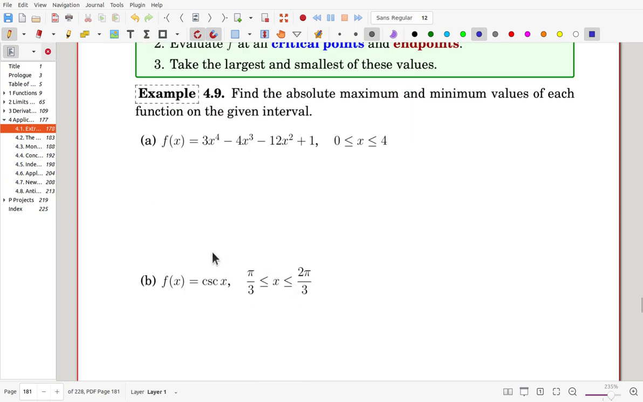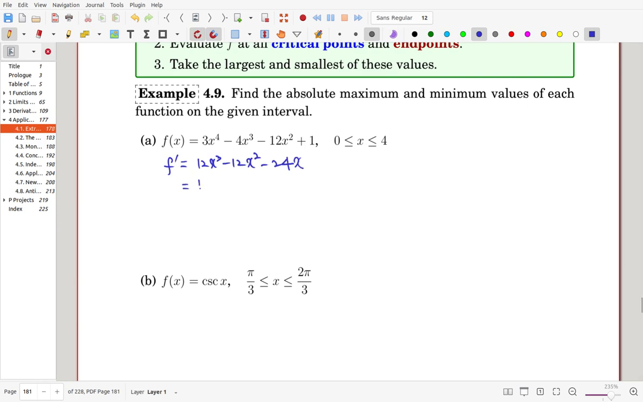Okay, let's try to solve this example. We want to find the absolute maximum and absolute minimum value on the interval from 0 to 4. Between 0 and 4, it is continuous and differentiable, so we can find the critical points quite easily through the derivative. That is 12x cubed minus 12x squared, and here 24x.